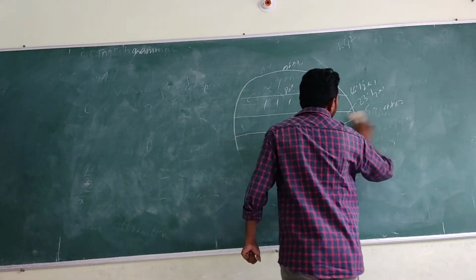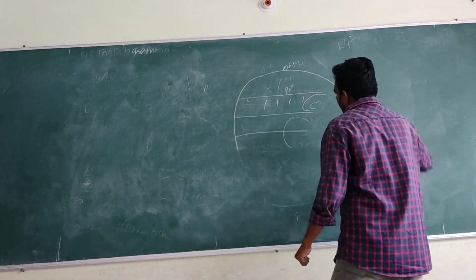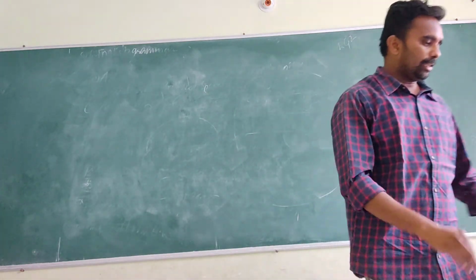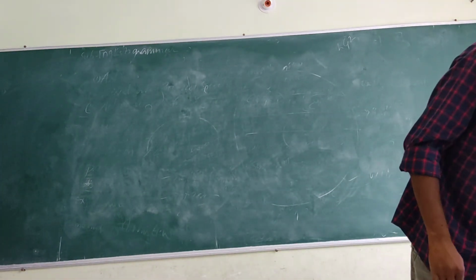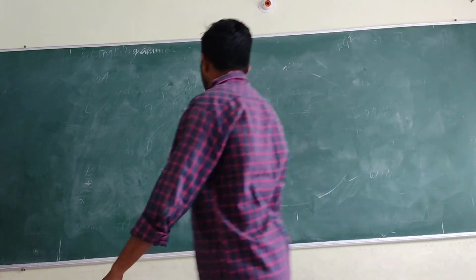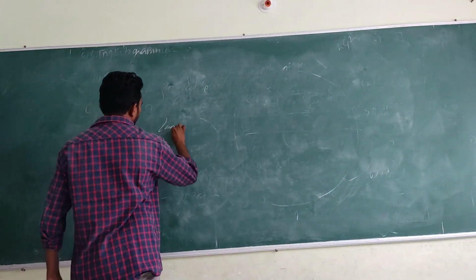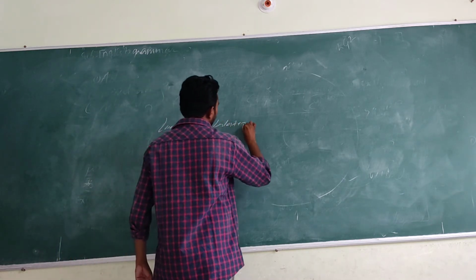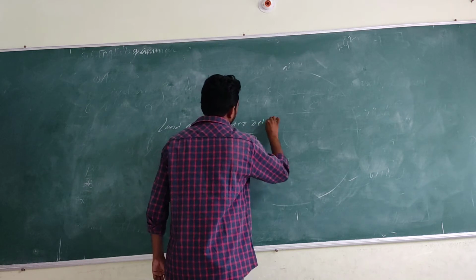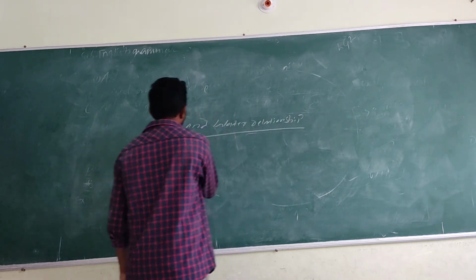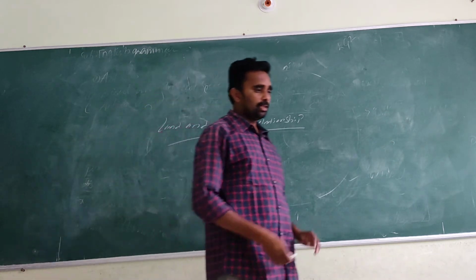Next, we are going to discuss the second factor. What is the second factor which influences the climate of India? That is the land and water relationship. While discussing this topic, we should have an idea about some of the terms.